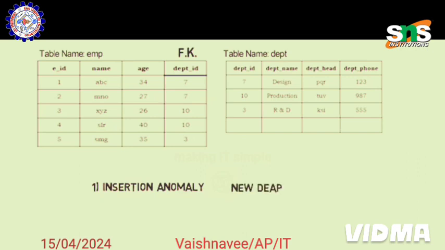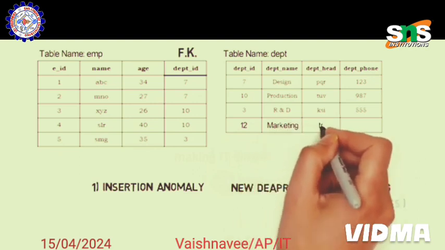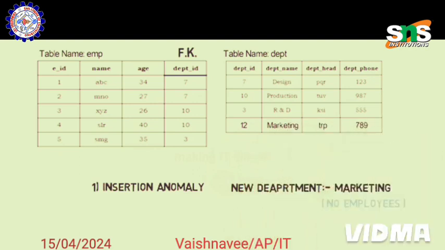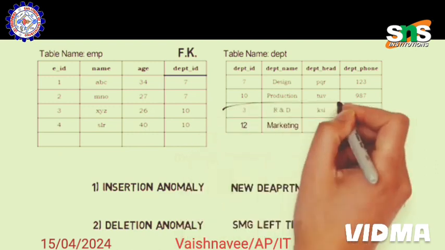Now if a department is added to company and if it does not have any employee, there is no problem in that, because we can now add department data separately, and whenever employees are appointed, their data can be added separately to the employee table. And next comes the deletion anomaly. Now if an employee leaves the company, we can delete that employee's data from the database without deleting department data.